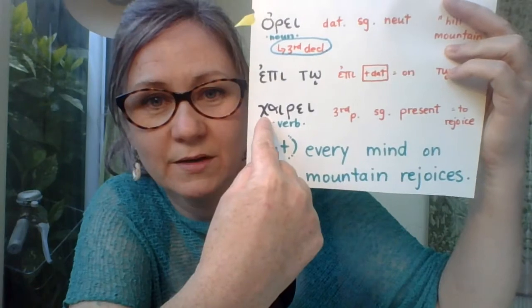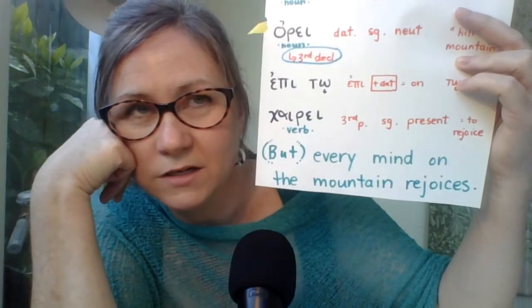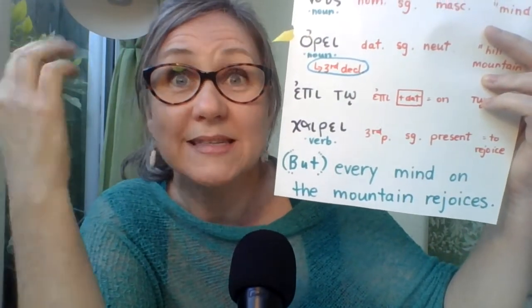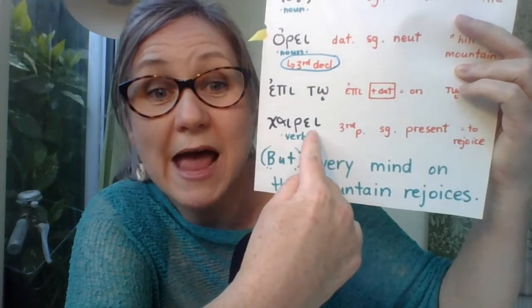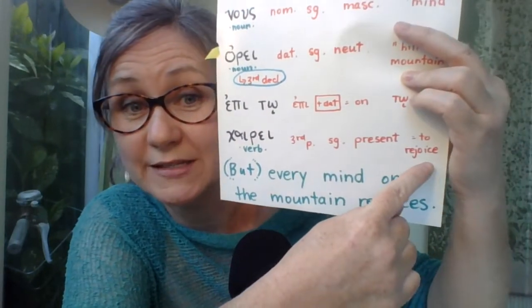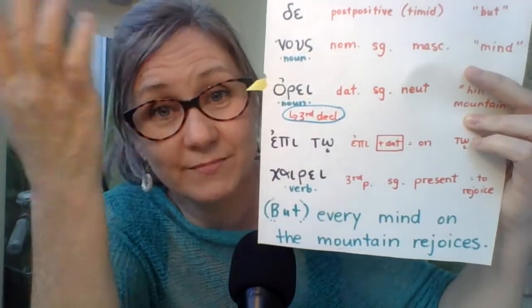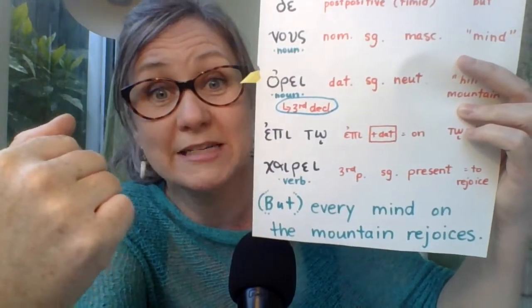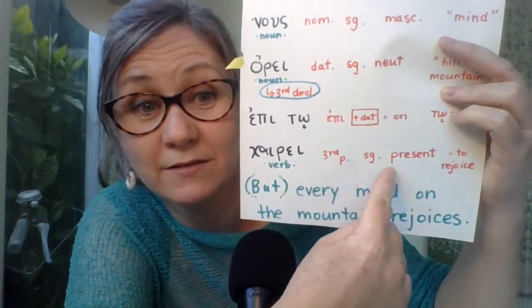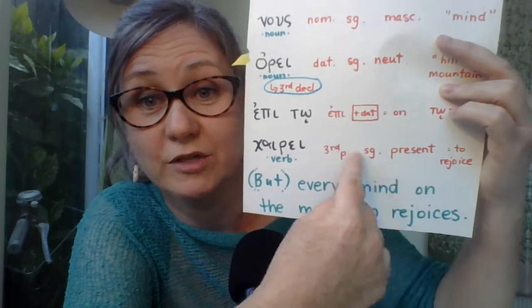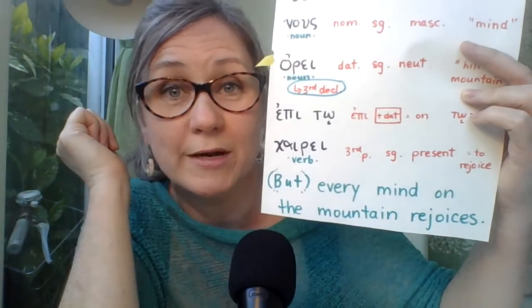Here's our verb, chairei. So chairo means I rejoice. So chairei means he, she, or it rejoices. Probably we're talking about the mind here. Every mind on the mountain rejoices or is rejoicing because it's in the plain old present. So, moving on.